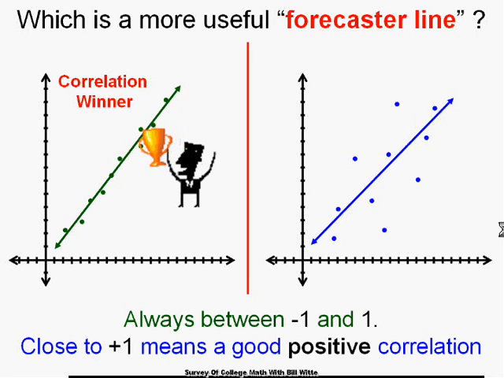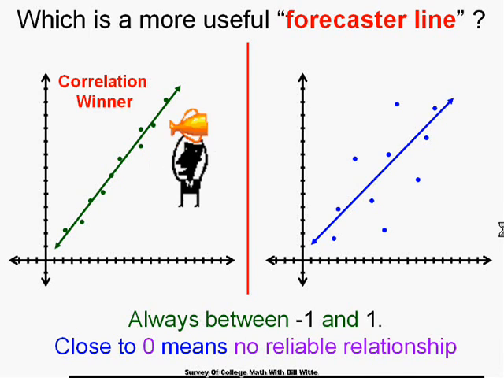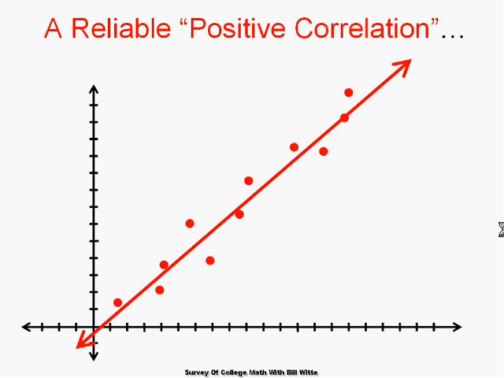That means as the X value gets bigger, the Y value gets bigger, and it's a good predictor. If it's close to -1, that means it's a good predictor, but it's a negative predictor, meaning that as the X value gets bigger, the Y value gets smaller. But that's okay, I can deal with that. It is predicting, it's just predicting inversely, if you would. If it's close to 0, then it's not a reliable relationship at all.